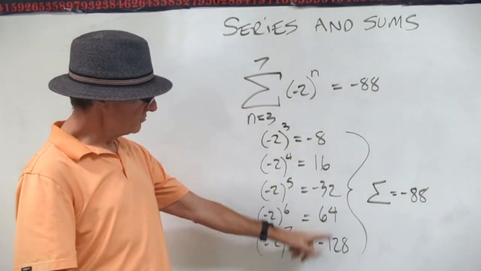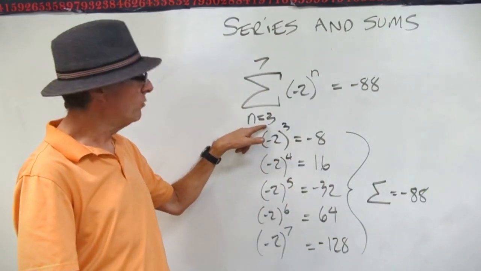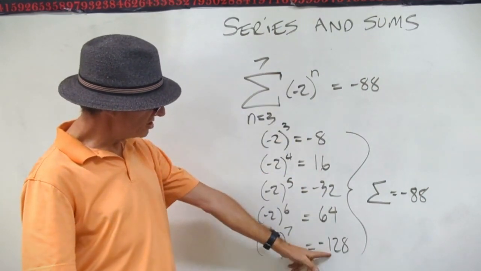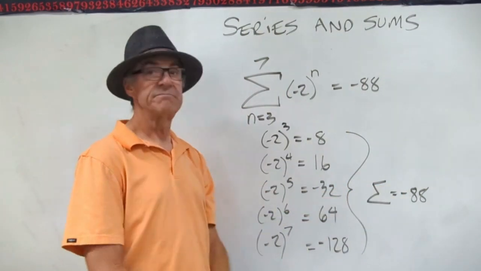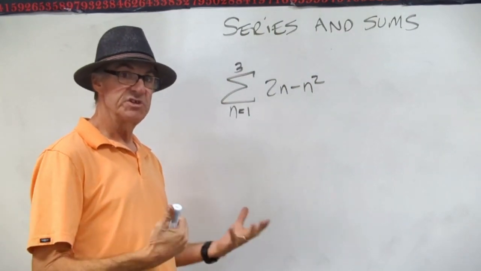And so here's what I got for that. Going from 3, notice how we're starting at 3, not at 1, and we go up to 7 for that one. So I calculated all my terms, got them there, added them up. The sum of this one is minus 88. All right, one more example of these, and then we'll switch gears.